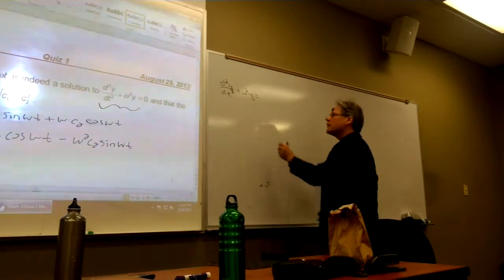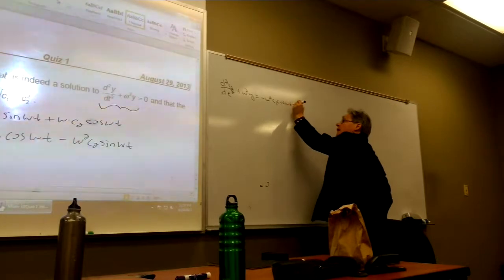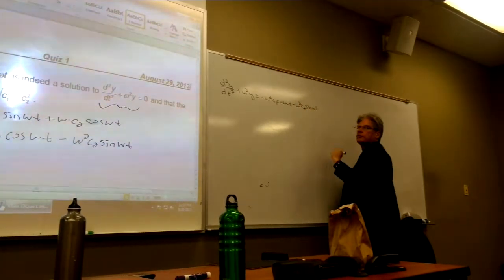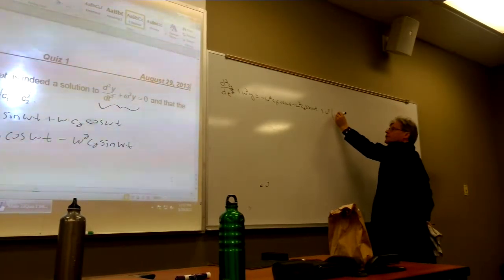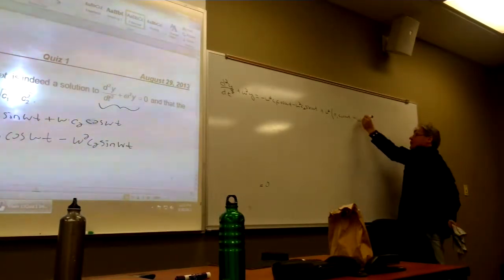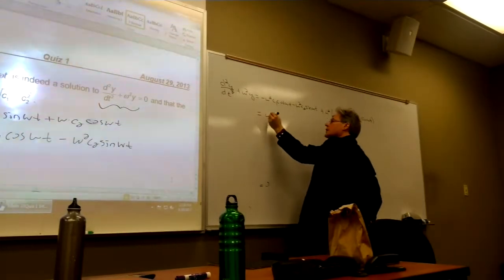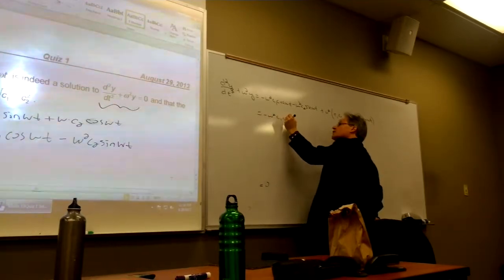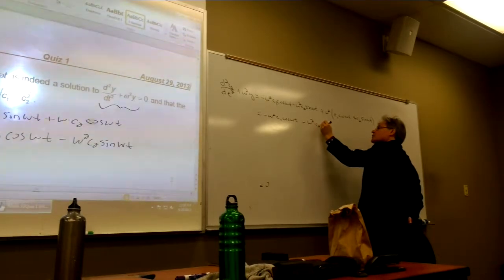Now with my scratch paper, I've already computed the second derivative. That is negative omega squared C1 cosine of omega t minus omega squared C2 sine of omega t, plus omega squared times whatever y was. Wasn't that C1 cosine of omega t plus C2 sine of omega t? Or shall I say, what is sitting in front of me is negative omega squared C1 cosine of omega t minus omega squared times C2 sine of omega t.